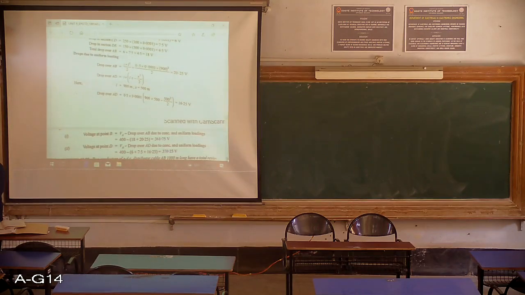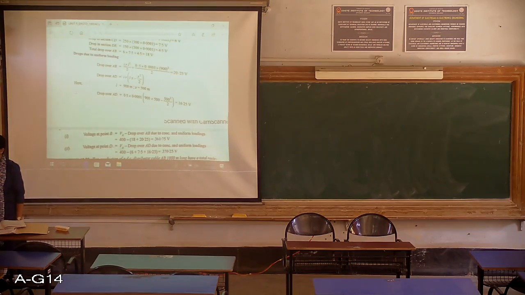Okay, then what is the voltage at point B? VA minus drop over AB due to concentrated and uniform loadings both. Okay, so VA is 400. So drops you have calculated 18 plus this one. Okay, AB 20.25. You will get 361.75.